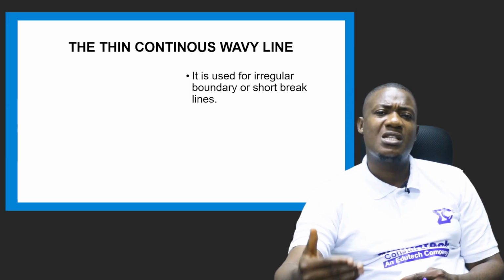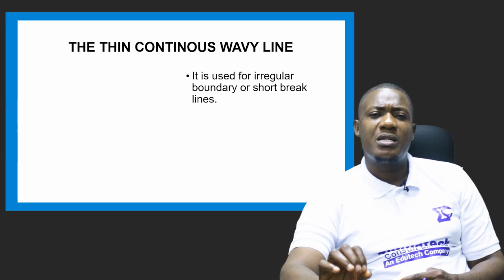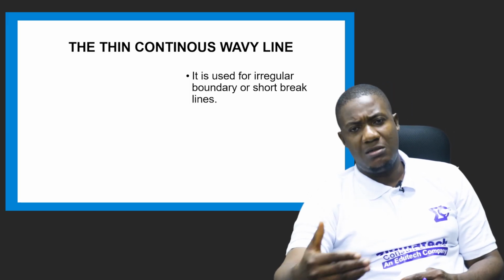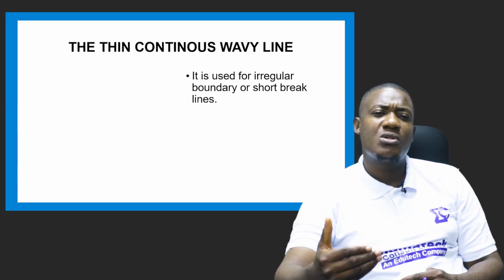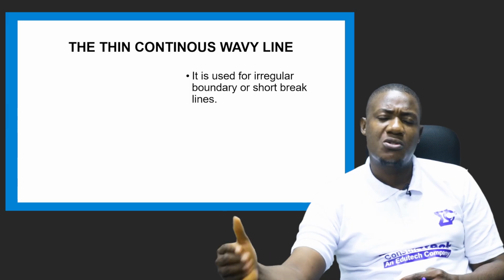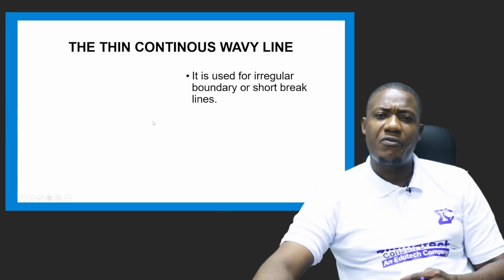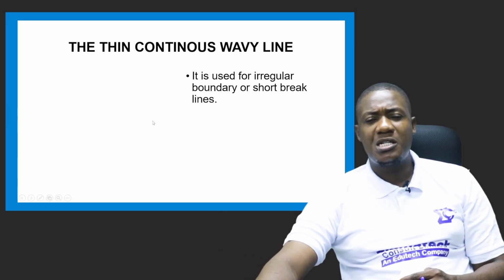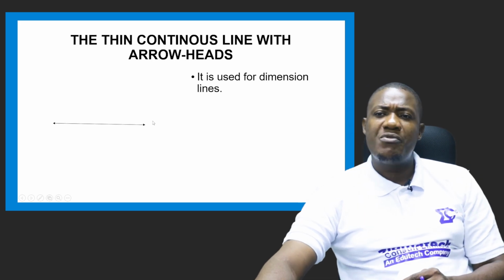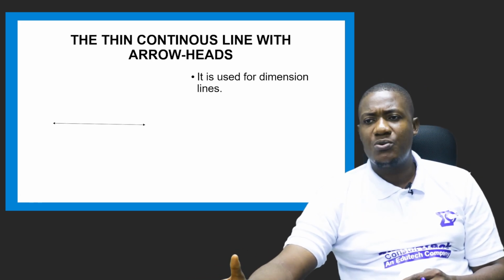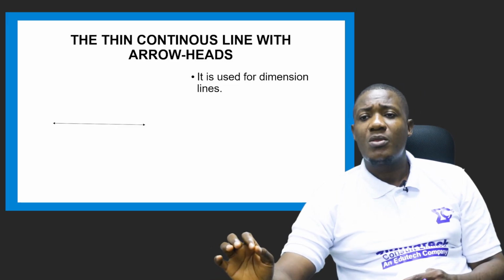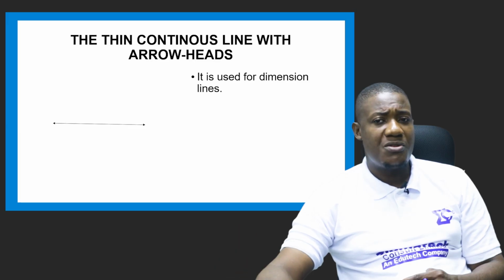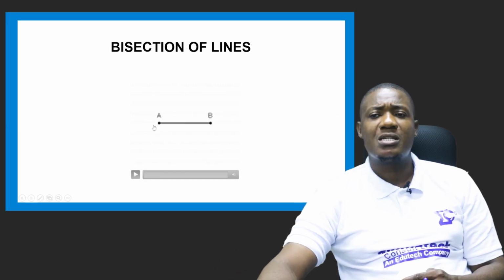You should know what each of these lines are used for, because in technical drawing or in engineering drawing, so to say, you will be making use of these lines to show different things or to do different constructions in the course of your activity in basic technology. Okay, we also have the thin continuous line with arrowheads. We also use them as dimension lines. We use them to show dimensions of shapes, the length and breadth of shapes. We use these lines to show that.